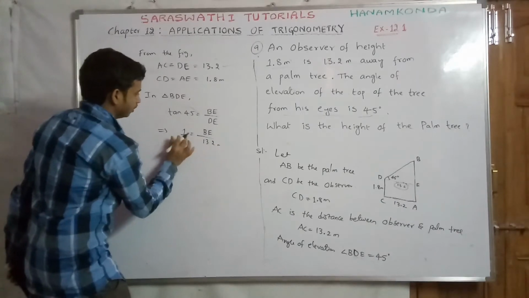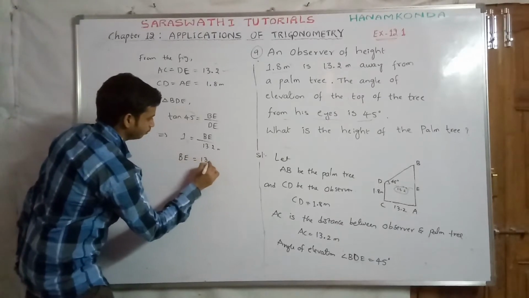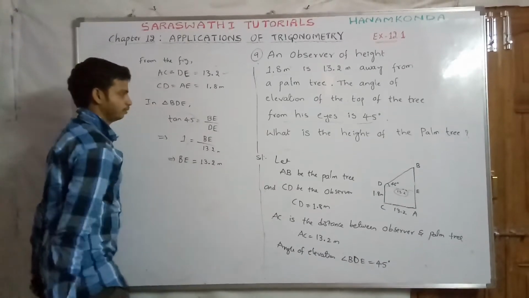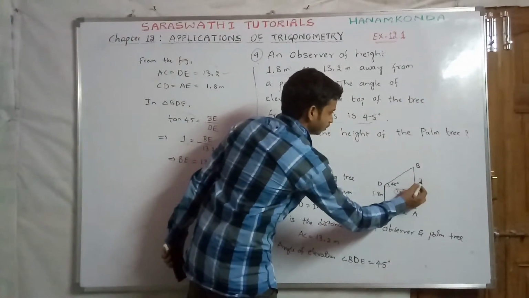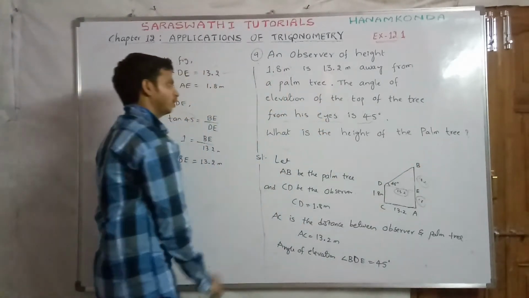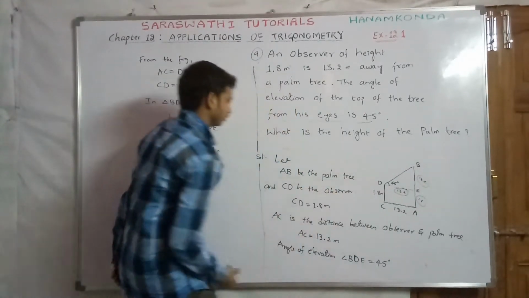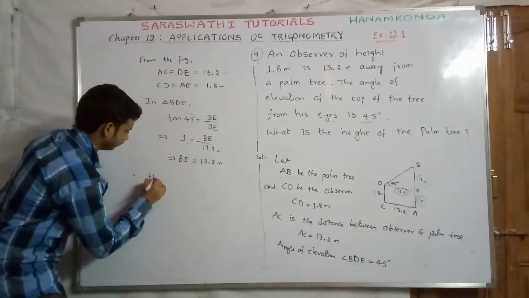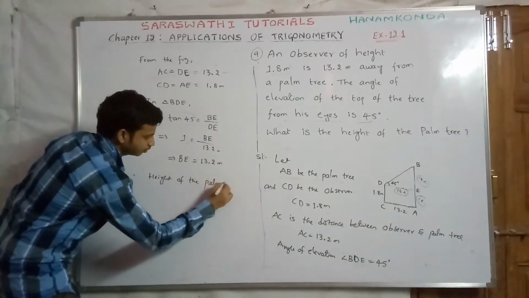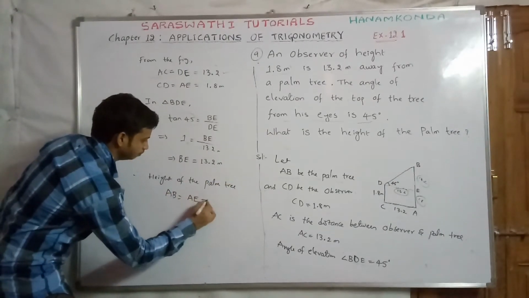So 13.2 comes to the left side and gets multiplied with the left side term. That means BE value equals 13.2 meters. So BE we have obtained is 13.2 and AE value is 1.8. Now we have to find AB. What is the height of the palm tree? The question is asking to find the height of the palm tree AB. Therefore, height of the palm tree AB equals AE plus BE.